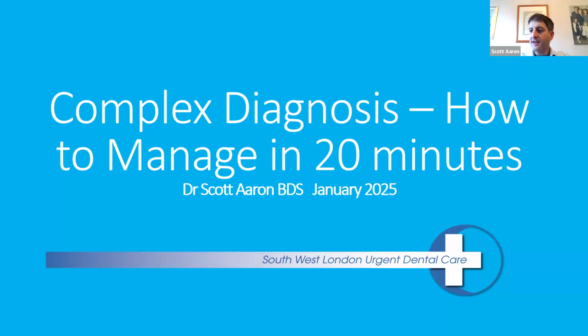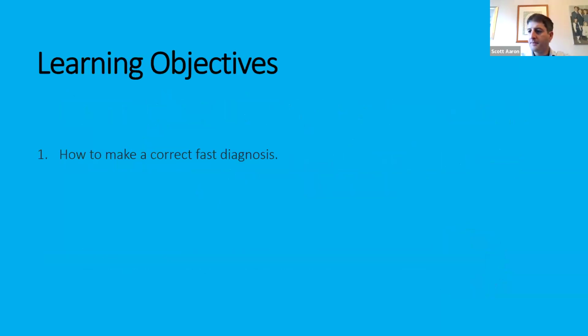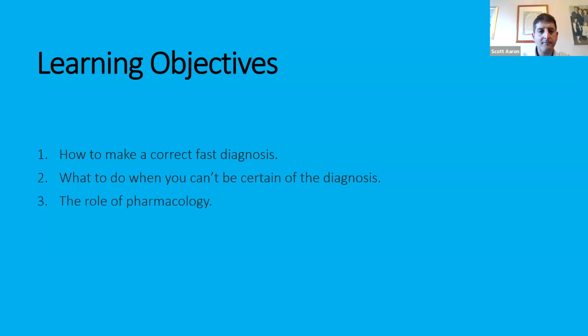So what are our learning objectives today? We are planning how to make a correct and fast diagnosis. There's no point doing it fast if it's not correct. To some extent, there's no point being correct if it's going to take you more time than you've actually got available. What to do if you can't be certain of the diagnosis? The less time you have, the more difficult it is to be certain. But in any case, there's always times where you can't be certain. What are you going to do? And what's the role of pharmacology? When do we use medications?